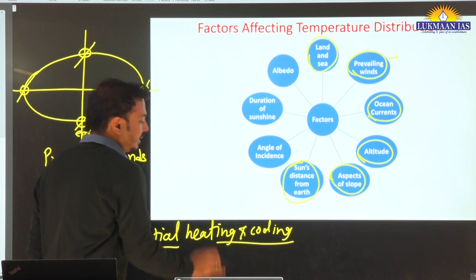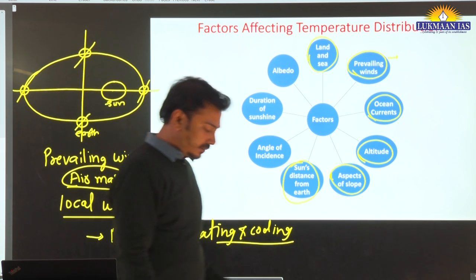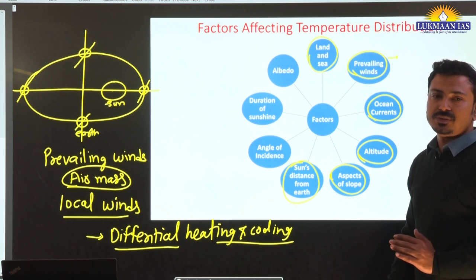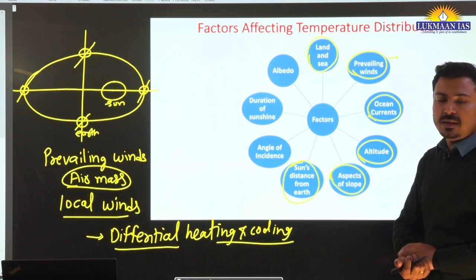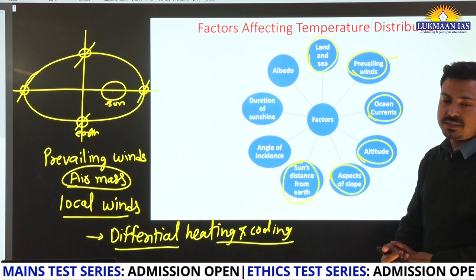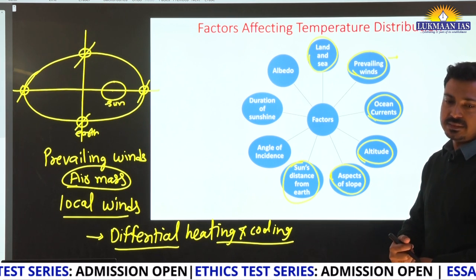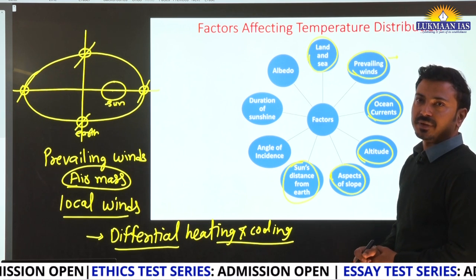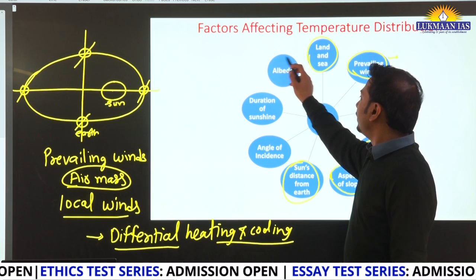So, land is heated quickly and cooled quickly as compared to the ocean surface, and because of that we observe land breeze and sea breeze. And because of that, we have moderate temperature in coastal areas. This is called the moderating effect of the sea.